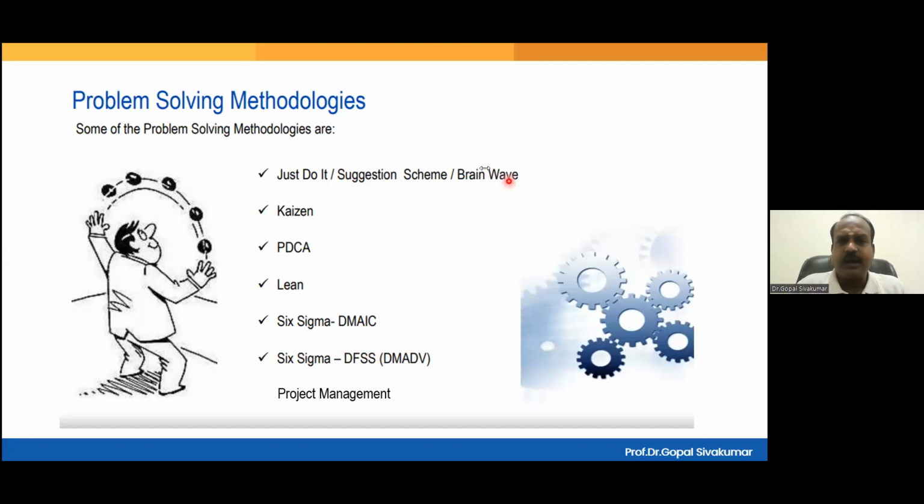And now Lean, Six Sigma, Design for Six Sigma, project management. All of these are known as breakthrough improvement methodologies. For example, your company's profit margin will get doubled. Your company will become number one in 3 years' time. All these things are possible with these approaches.